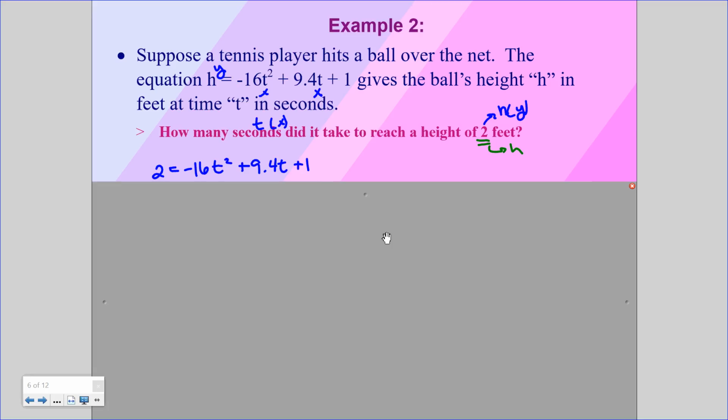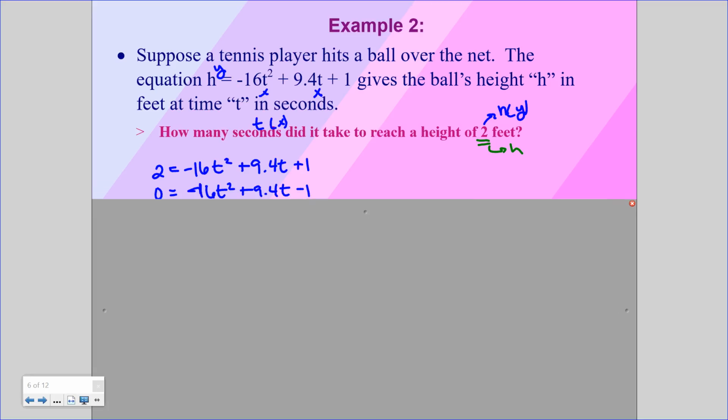So that means we need to set the quadratic equation equal to 0 and then factor if we can. If we can't, then we would use our quadratic formula. Now, because the middle term is a decimal, we can jump straight to our quadratic formula because we're not going to be factoring decimals. So from here, we've set the equation equal to 0 by subtracting 2 from both sides, which is what turned this plus 1 into a minus 1.